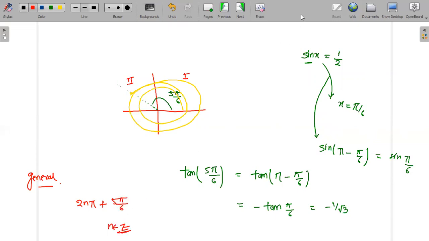I'm sure this lecture is helpful to you to understand how we get the solution of trigonometric equations.